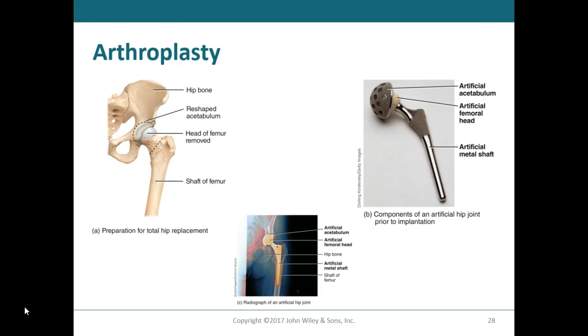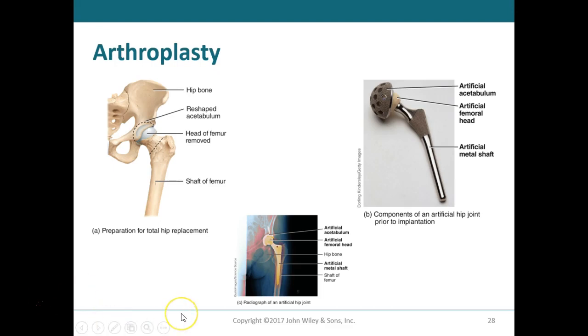So joints that have been severely damaged by disease like arthritis or injury may have to be replaced surgically with artificial joints. This is known as arthroplasty. So if repair can't happen, replacement may need to. About 400,000 hip replacements and about 300,000 knee replacements are performed every year in the United States.